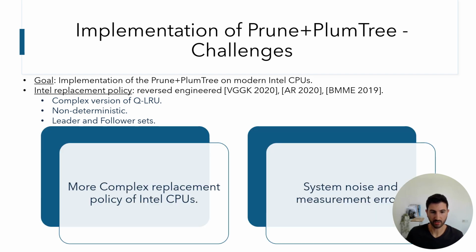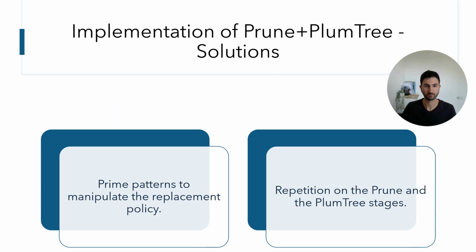So the two main challenges are the more complex replacement policy and system and measurement errors. We overcome those challenges by applying patterns to manipulate the replacement policy, and a repetition of the prune and the PlumTree stages to eliminate measurement errors and noise. We repeat the prune several times and the PlumTree several times. That is, instead of building only one tree, we build several trees.